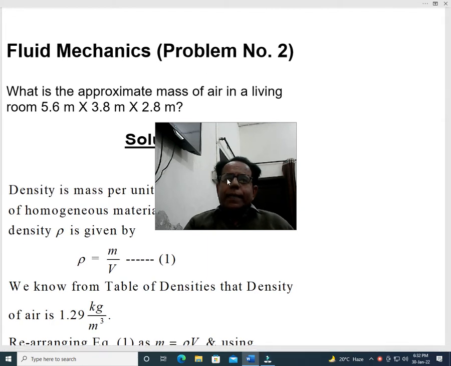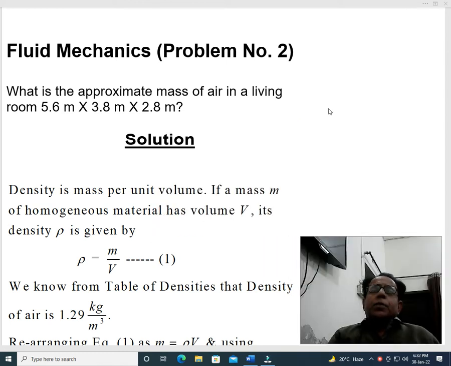This is our second problem of fluid mechanics. Let us first come towards the statement. What is the approximate mass of air in a living room? 5.6 meter into 3.8 meter into 2.8 meter. We may say that one is length, one is width, one is height.